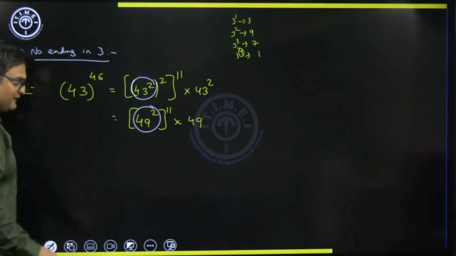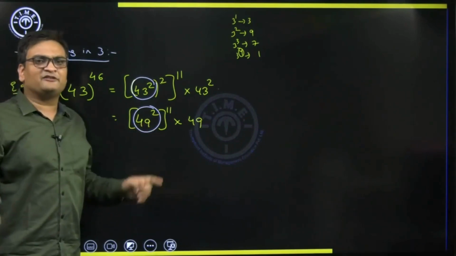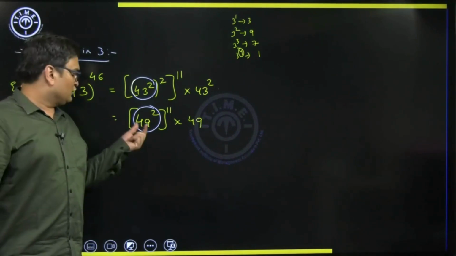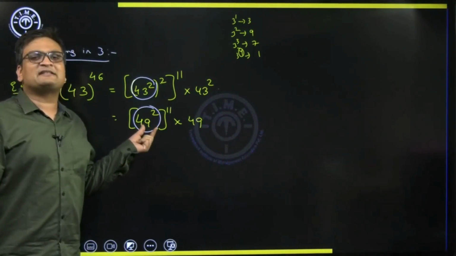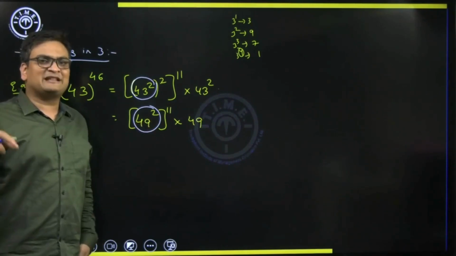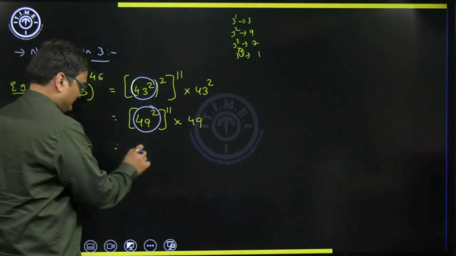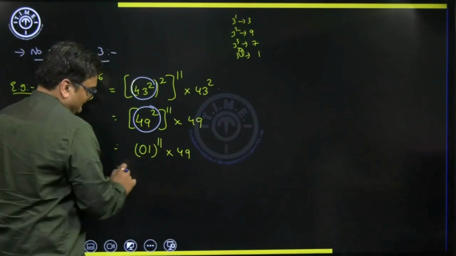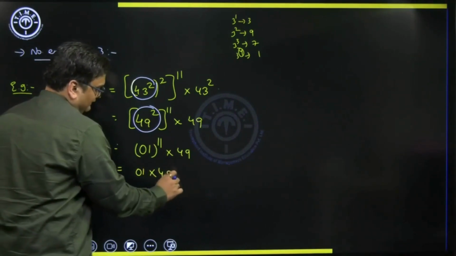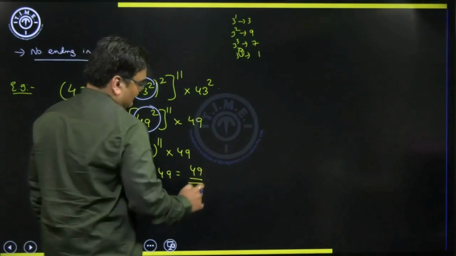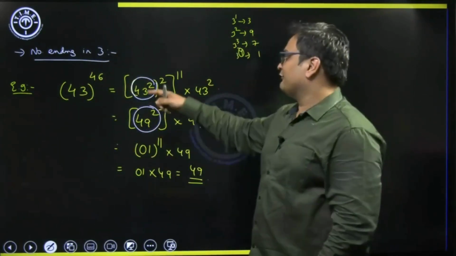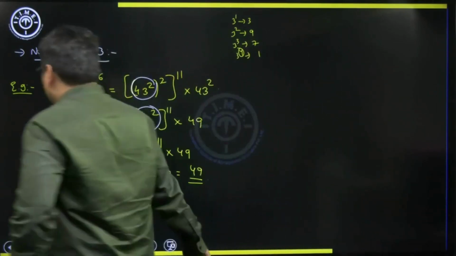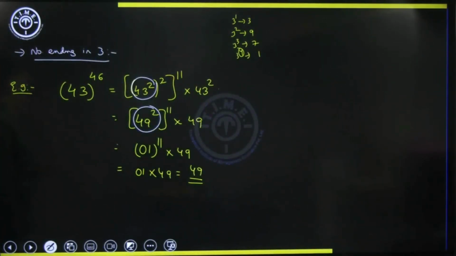So what will be 49 square equal to? Can I say last two digits of 49 square will be same as 50 minus 49. I hope you are following this. So closest multiple of 50 is 50 only. Difference is 1. So last two digits of 49 square will be same as 1 square, which is 01. So 1 to the power anything will be 1 only. 1 into 49 will be 49 only. So hence the last two digits for this number 43 to the power 46 will end with 49. Okay, I hope we are clear with this.